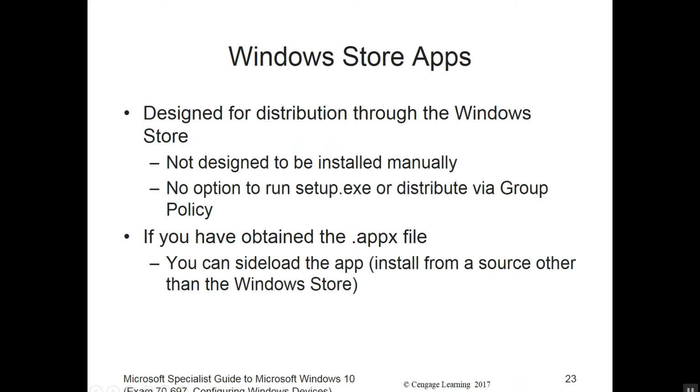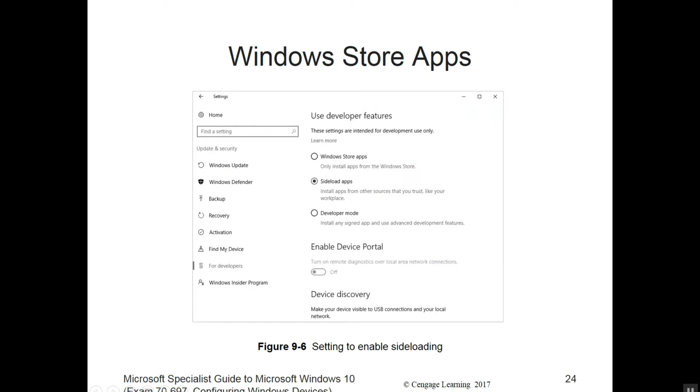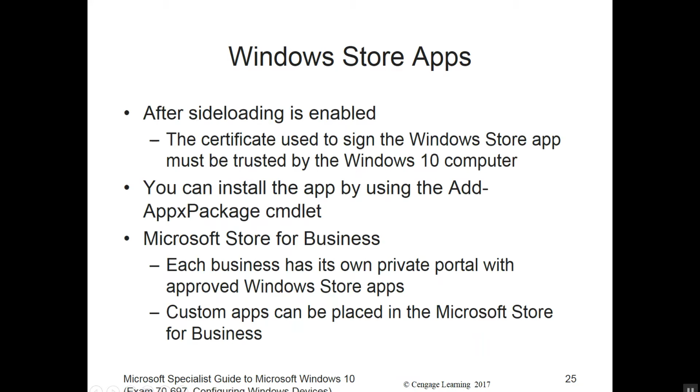Now, we see more and more about the Windows Store apps, and they're designed for distribution through the Windows Store, not designed to be installed manually. The Windows Store is integrated into Win10, and we go pull the apps down from the store. After sideloading is enabled, the certificate used to sign the Windows Store app must be trusted by the Win10 computer. You can install an app by using the Add-AppxPackage commandlet through PowerShell. And we've got Microsoft Store for Business.